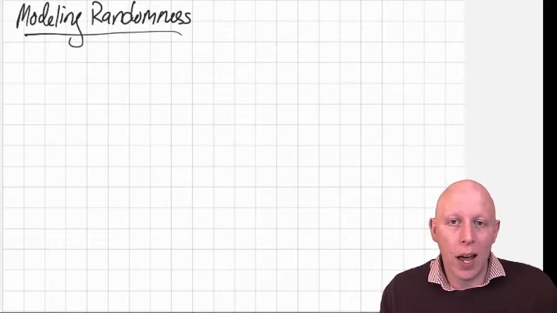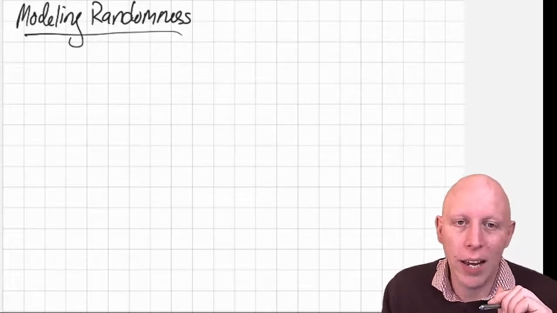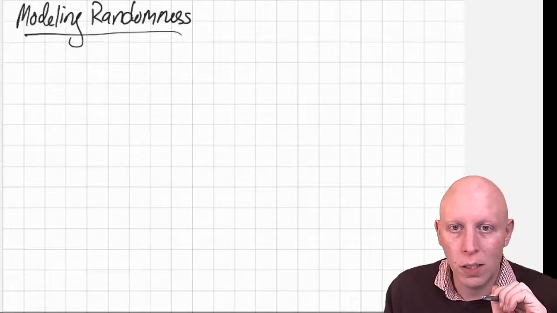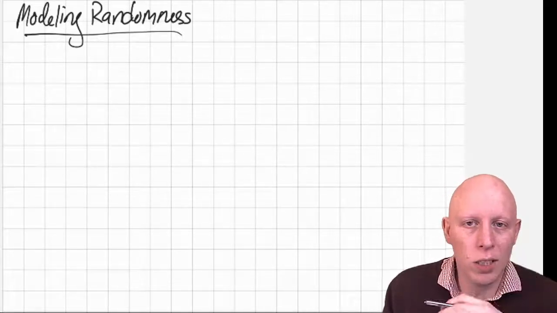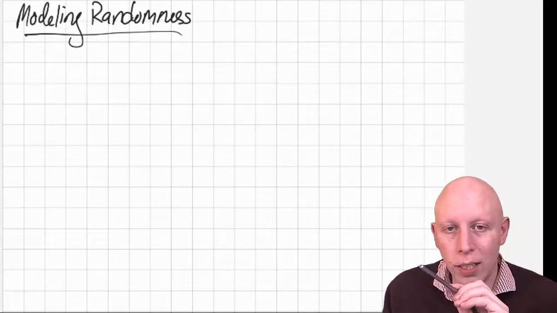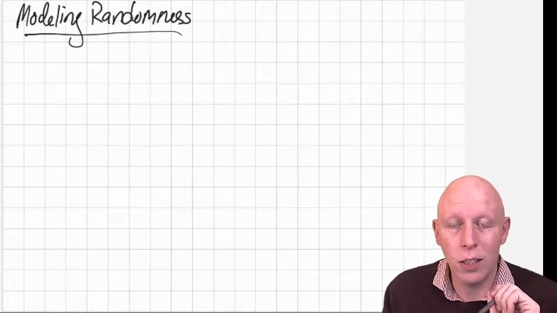Hey everybody, we are going to talk today about modeling randomness and if statements in Python. So we're still talking about modeling a bike share, where we're sending bikes from place A to place B and place B to place A.